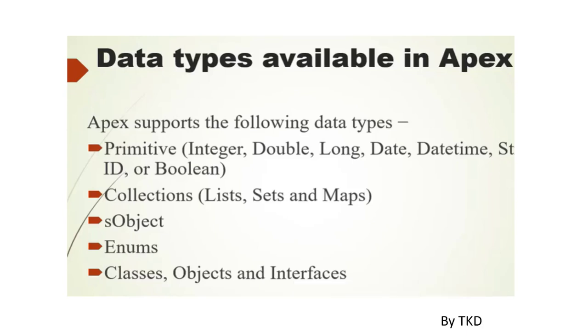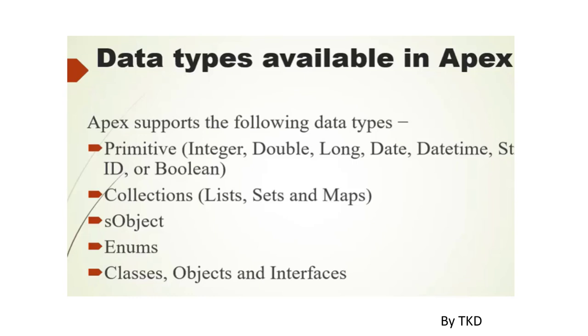So today we are going to talk about what are the different data types available in Apex. We have five major data types which are available. We have primitive data types, collections, namely lists, sets and maps, sObject, enums, classes, objects and interfaces. So your variables can be any of these data types.